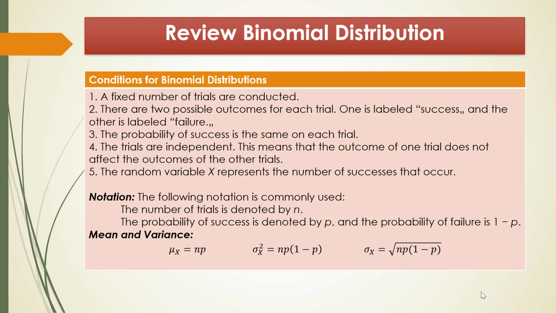And we have some commonly used notation. The number of trials is usually denoted by n, and the probability of success is denoted by p, and of course the probability of failure is 1 subtract p. The mean of a binomial random variable is mu of x is n times p. The variance is sigma squared of x is equal to np(1 minus p), and the standard deviation is just the square root of the variance.